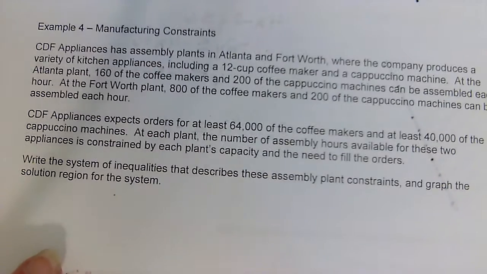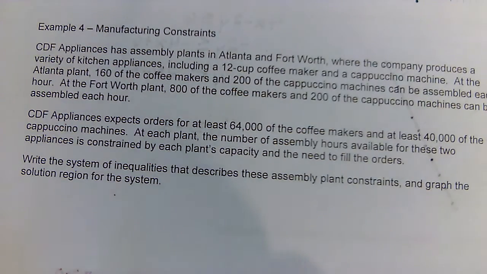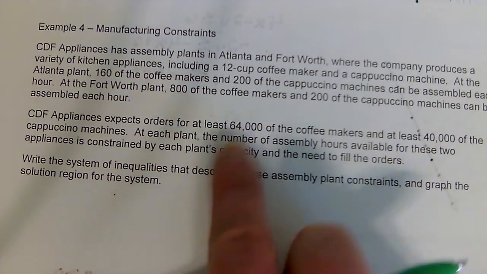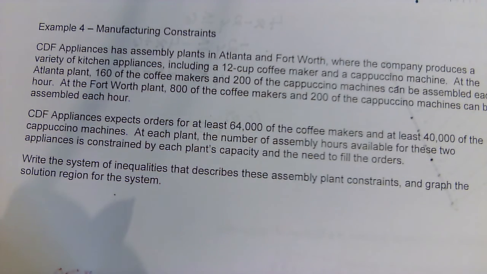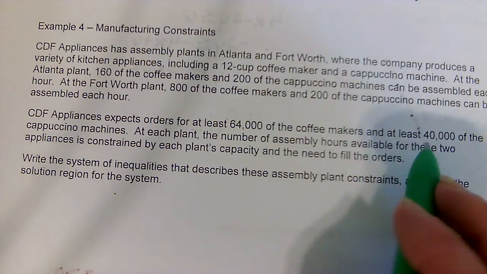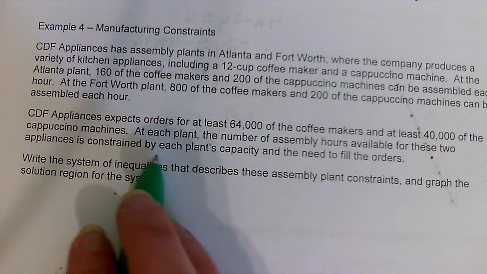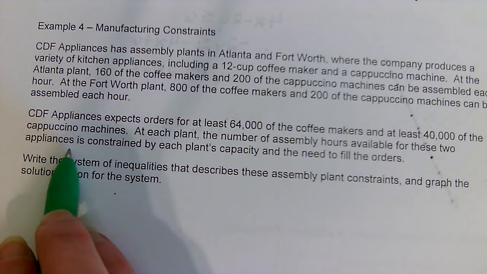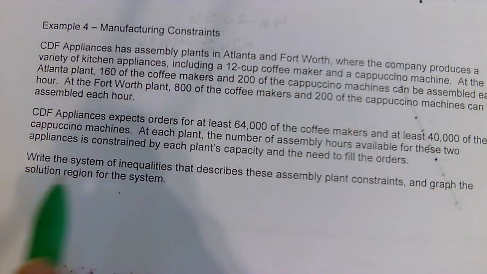So the next thing we're going to do is do a real life application. So CDF Appliances has assembly plants in Atlanta and Fort Worth, where the company produces a variety of kitchen appliances, including a 12-cup coffee maker and a cappuccino machine. At the Atlanta plant, 160 of the coffee makers and 200 of the cappuccino machines can be assembled each hour. At the Fort Worth plant, it's 800 of the coffee makers and 200 of the cappuccino machines. CDF Appliances expects orders for at least 64,000 coffee makers and 40,000 cappuccino machines. At each plant, the number of assembly hours for these two appliances is constrained by each plant's capacity.